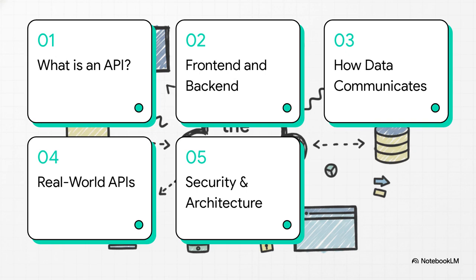Here is our roadmap for today. First, we'll define what an API is. Second, we'll look at the front end and back end. Third, we'll break down how data actually communicates. Fourth, we'll look at real-world API applications. And finally, we'll cover security and modern architecture.